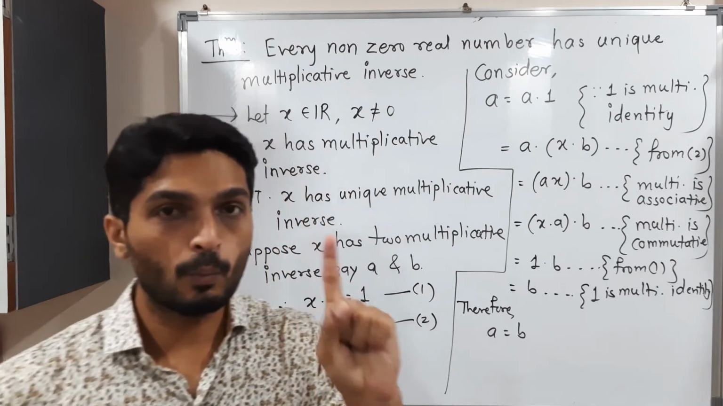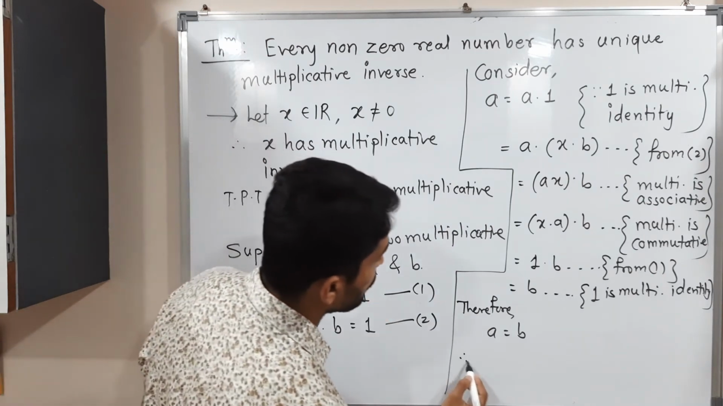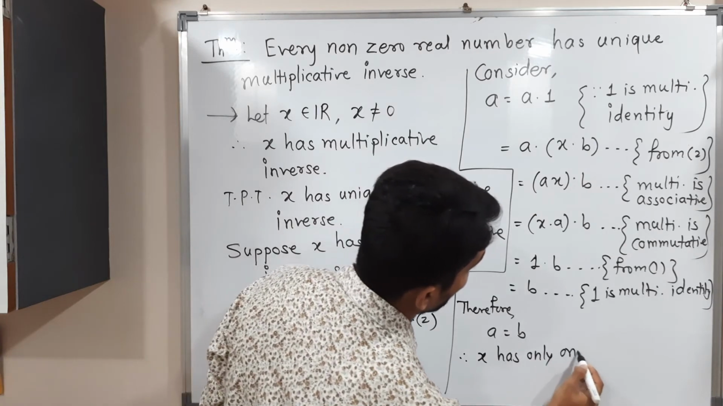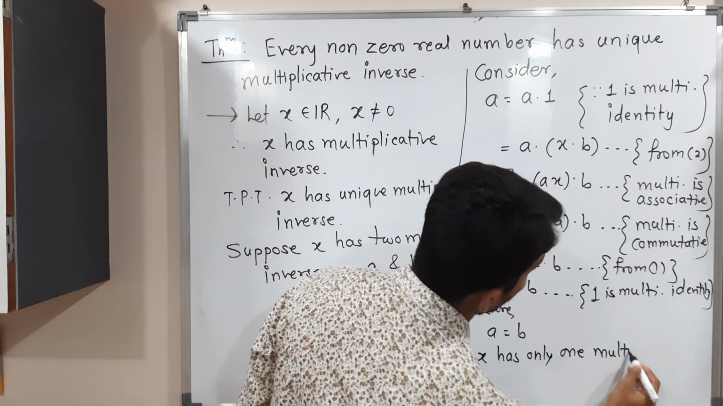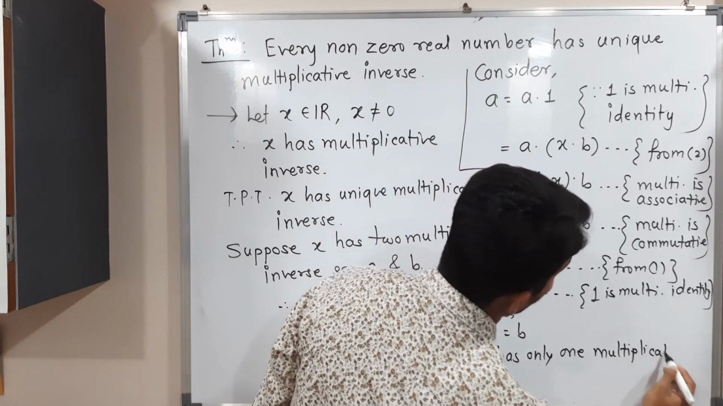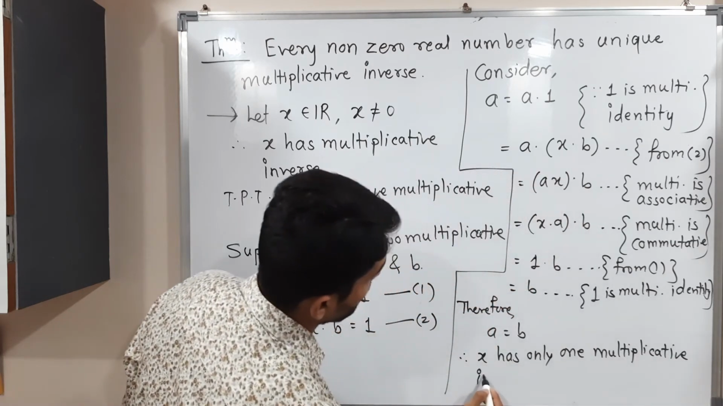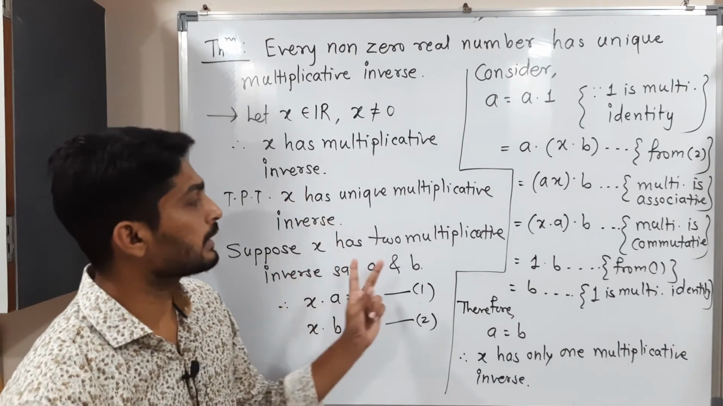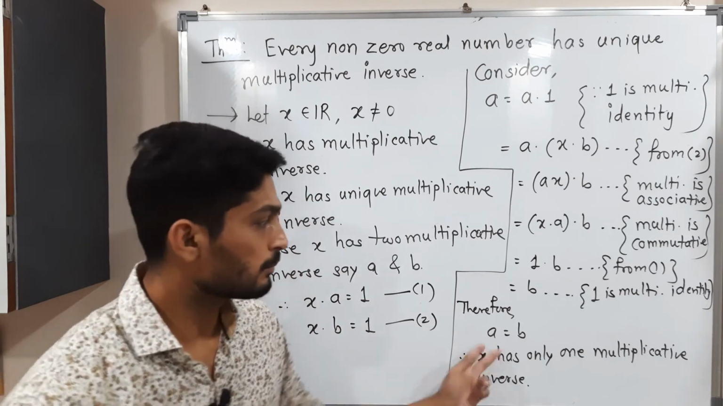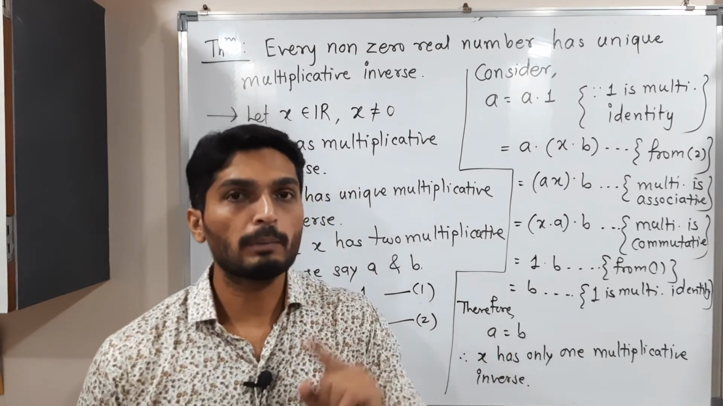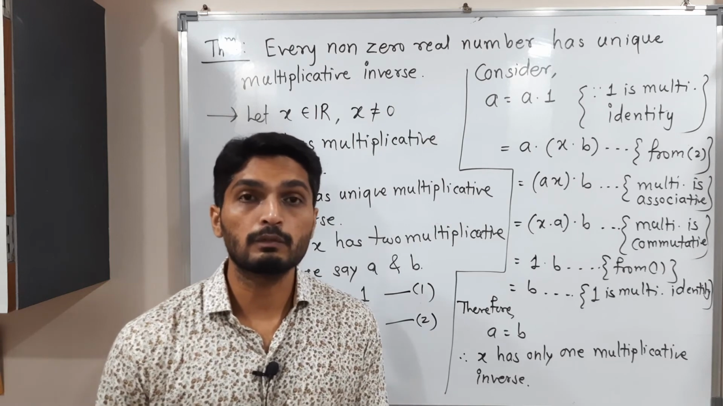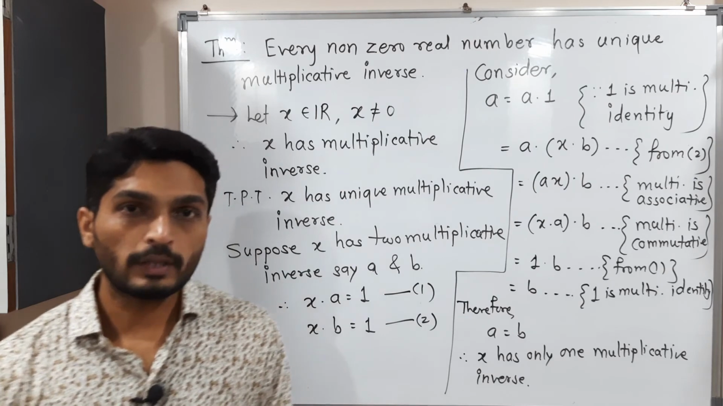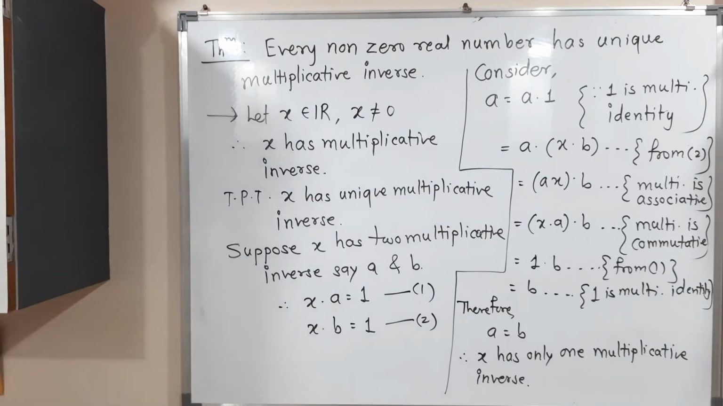Therefore, x has only one multiplicative inverse. Okay, so that means we started with two multiplicative inverse, and finally we got it is not possible, both of them are same, so that's why it has only one multiplicative inverse. So therefore, multiplicative inverse of any non-zero element is unique. Unique means only one. You can make a screenshot of it. After that we will discuss one remark.